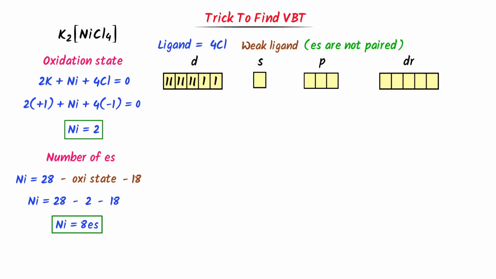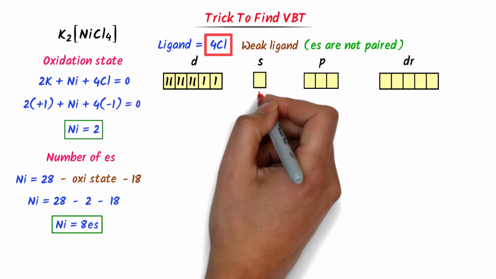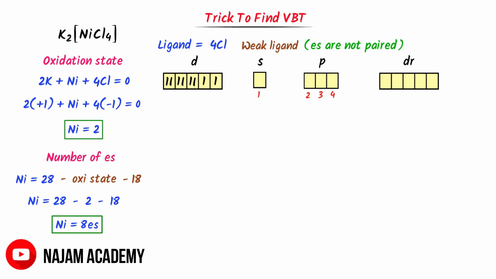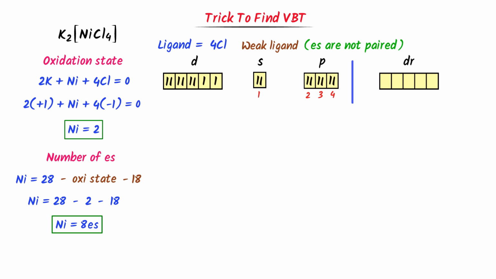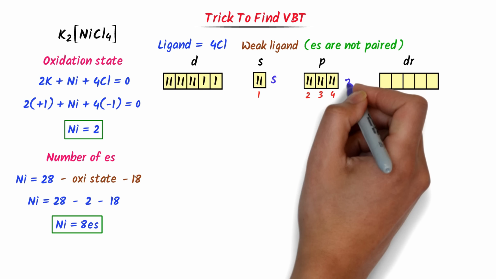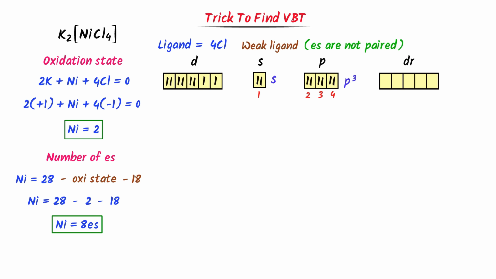Now we can see that there are 4 ligands. So I select 4 completely empty orbitals. 1, 2, 3, 4. We know that each ligand donates 1 pair of electrons. I fill these 4 orbitals. Hence these 4 orbitals are hybridized. Thus 1 s orbital and 3 p orbitals are hybridized.